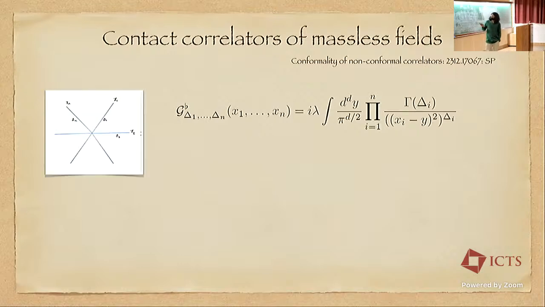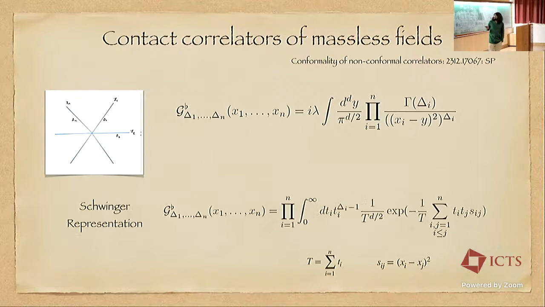So you want to be able to compute this object, which is now a function of these delta i's from delta 1 to delta n, and the propagators go like (x minus y) squared, and you want to do an integral over y, which is in the bulk of flat spacetime. Okay, so one does this by going into the Schwinger representation, which was alluded to, I think, in Johannes' talk, where you get a form like this, and these are now functions just of these S_ij's, which are Lorentz invariants, (x_i minus x_j) squared, and you want to be able to compute these sorts of integrals.